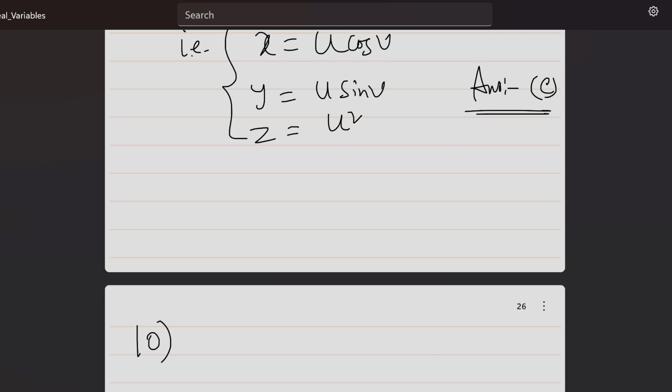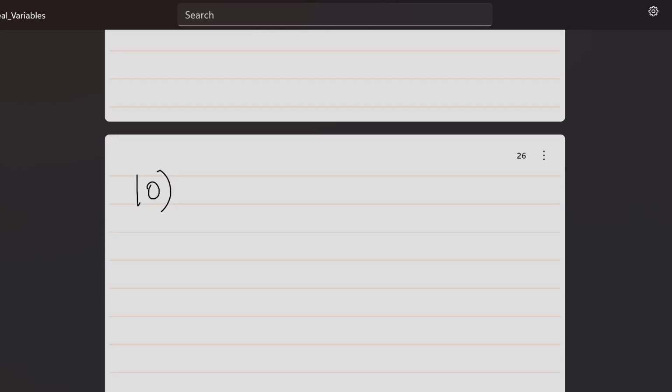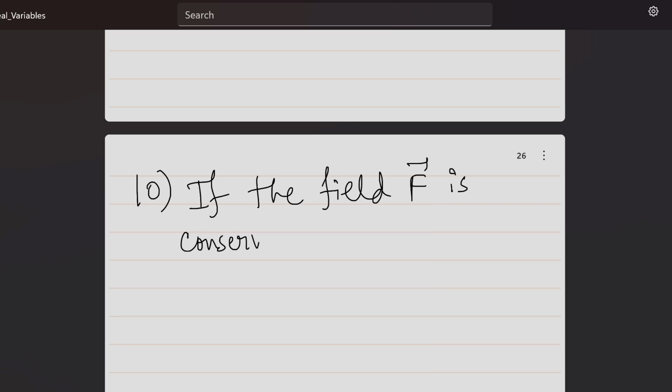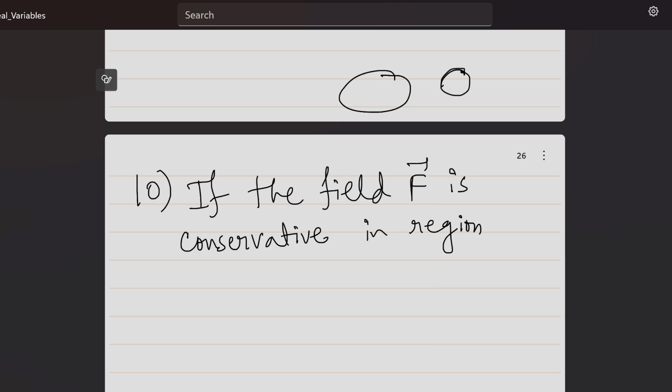Yeah, it's a conservative field, and it says every loop. So if you assume that all of these loops have the same starting and ending point. A loop means it has the same starting and ending point. Loop means like this: it will start with this and end with this. This is called a loop.